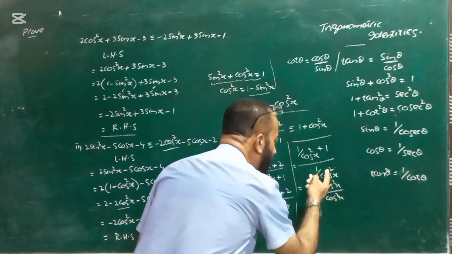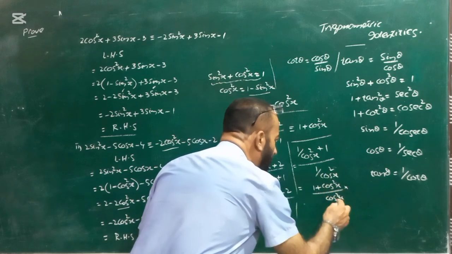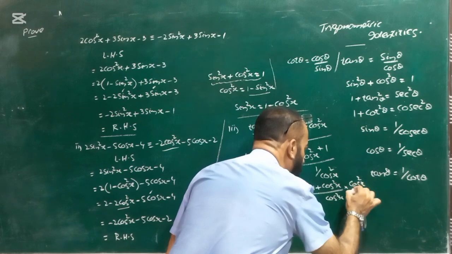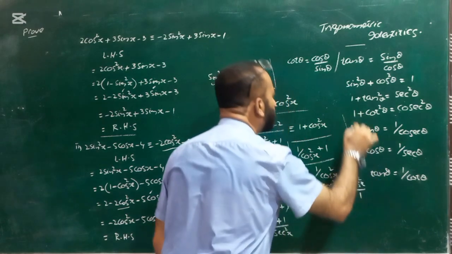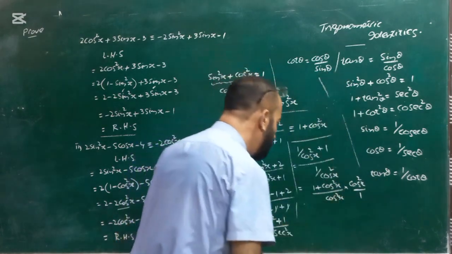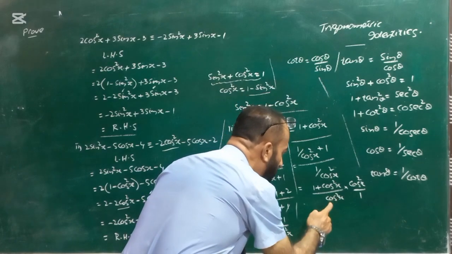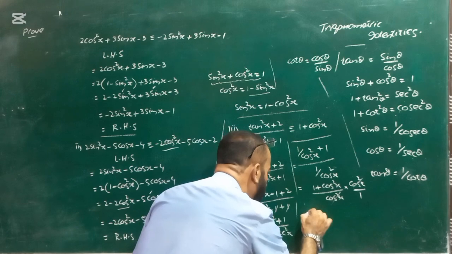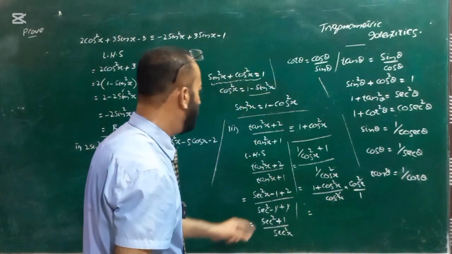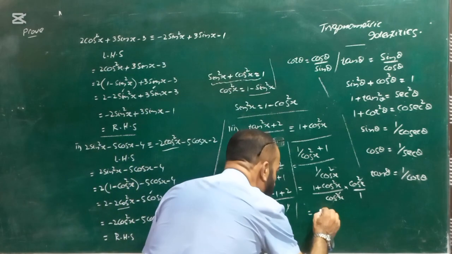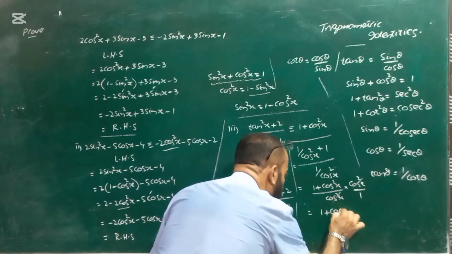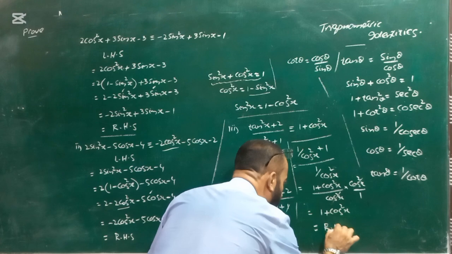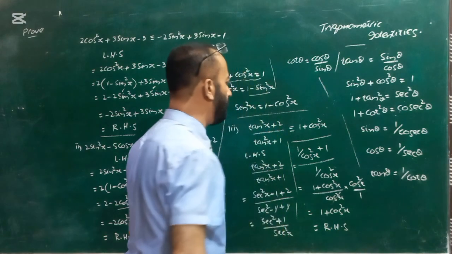And in the denominator, there is a fraction. This fraction will come to the numerator. We have to take the reciprocal of this one. So cos square x over 1. So at this step, if you see, this cos square x will be cancelled, and the remainder is 1 plus cos square x, which is equal to the right hand side. So it is proved. So left hand side is equal to right hand side.